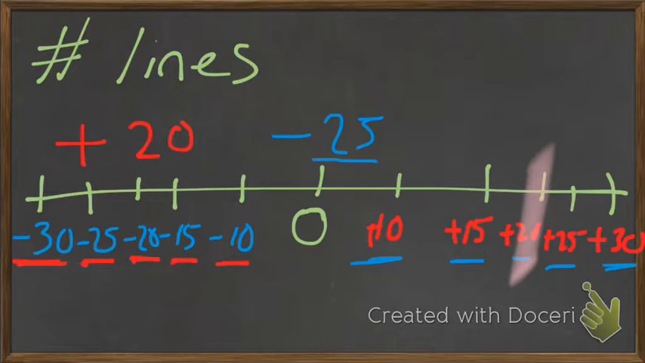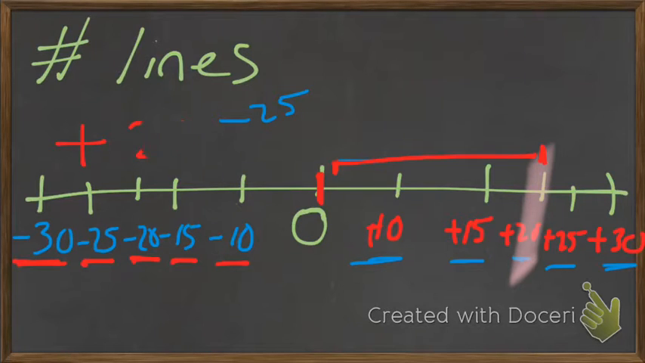For that, I'm going to show you that from 0 to 20 is right there. Now, I'm going to erase that and bring it over here. I apologize for the space issue. So there's my positive 20. I went from 0 to positive 20, so that's taken care of. Now, from here, I need to go back 25.